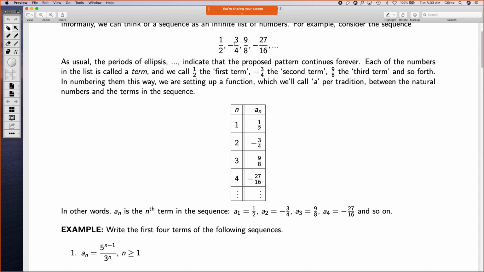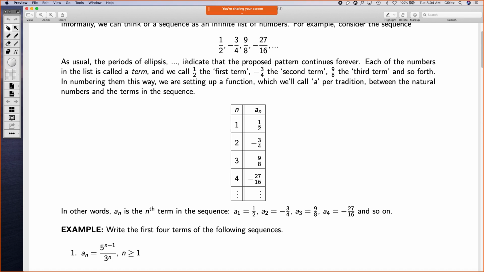So each of the numbers in the sequence is called the term of a sequence, and that might be a little confusing because normally in mathematics when we talk of the word term we mean addition, and that's kind of a spoiler for what we're going to be doing with sequences next week, is we'll be adding things up. So 1/2 is called the first term, second term, third term, etc.